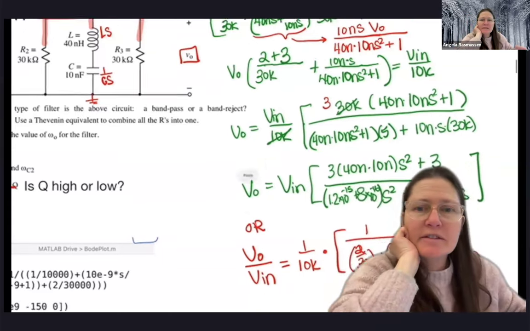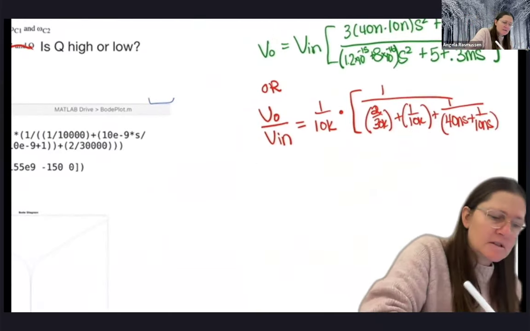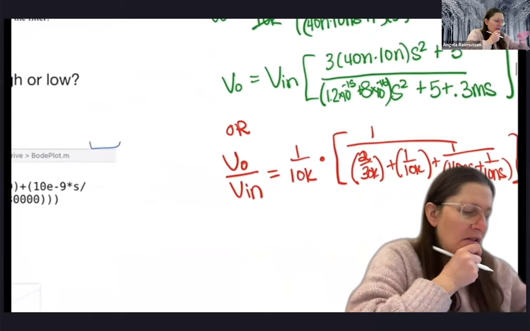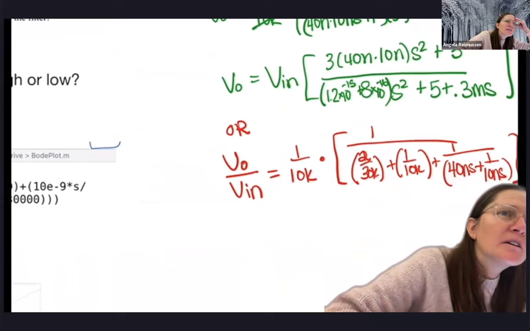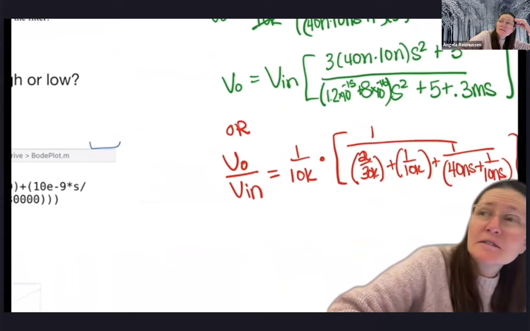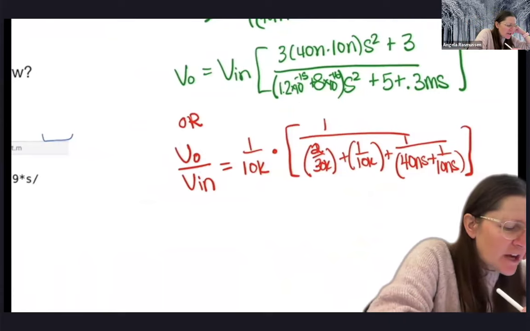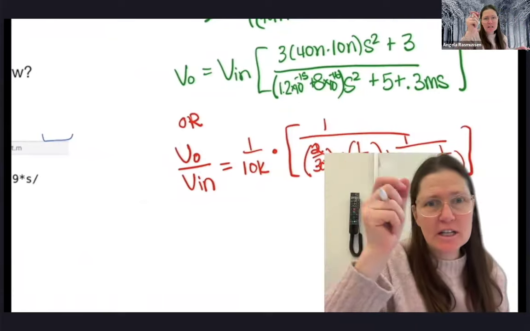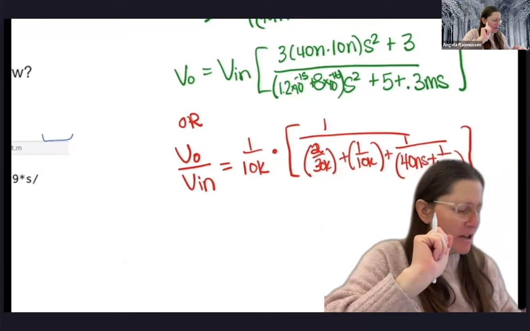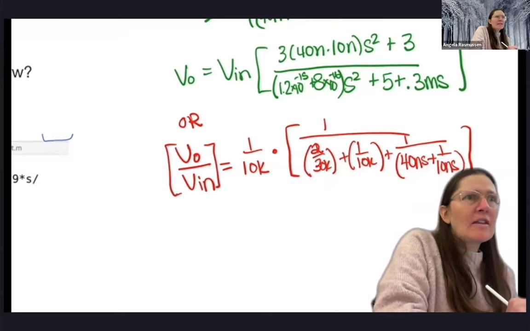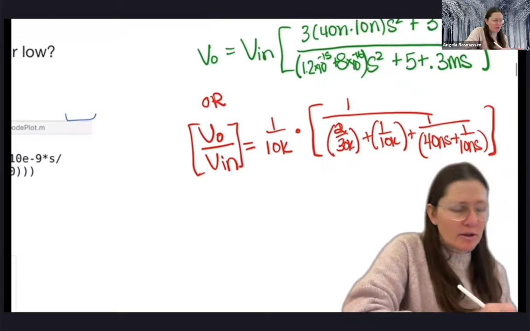All right, you guys get this? Okay. So once you get the V out equation in terms of V in, you just divide the V in over to the other side. So you have a quantity of V out over V in. This is called the transfer function.